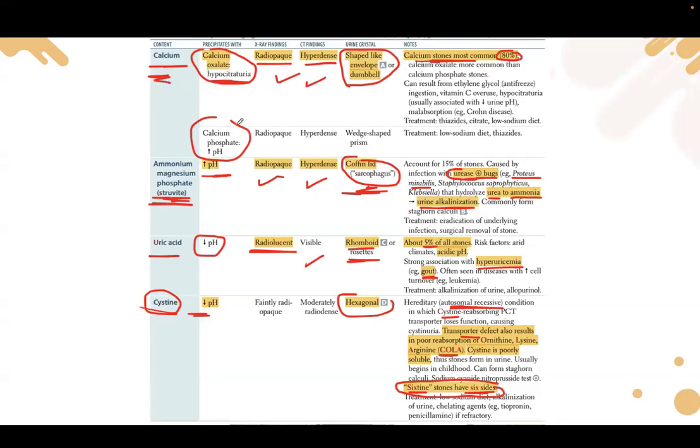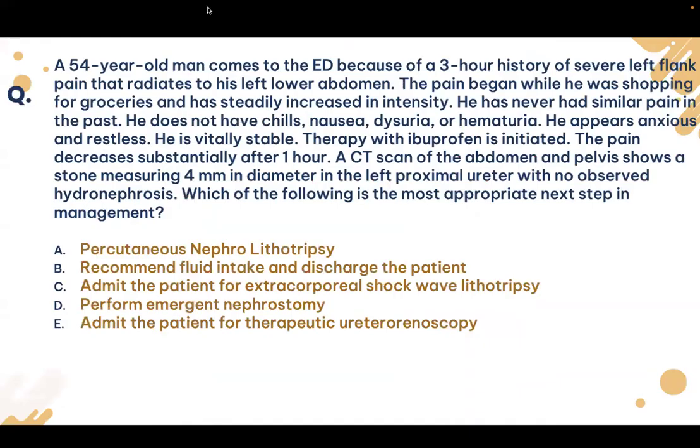Now let's move on to the third question. A 54-year-old man comes to the ED because of a 3-hour history of severe left flank pain that radiates to his left lower abdomen. The pain began while he was shopping for groceries and has steadily increased. He has never had similar pain. He does not have chills, nausea, dysuria, or hematuria.